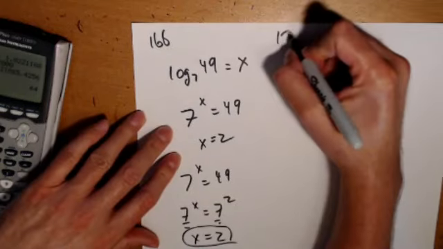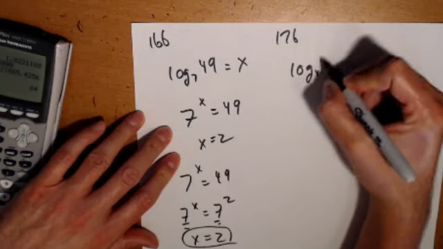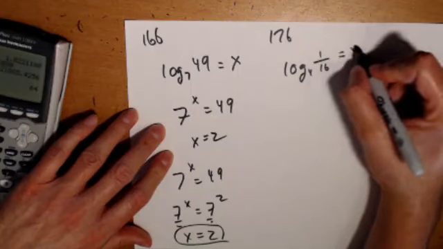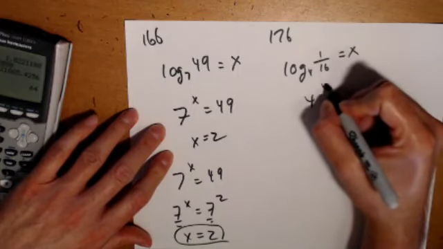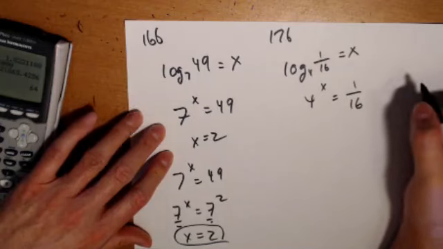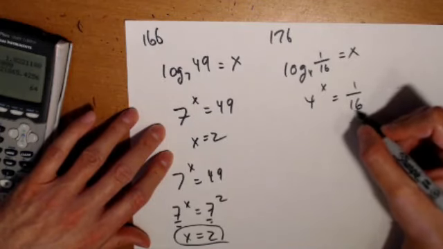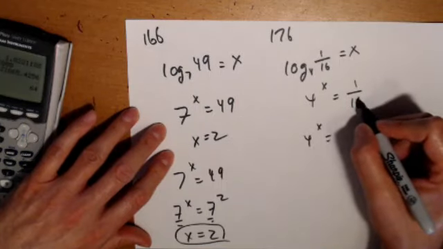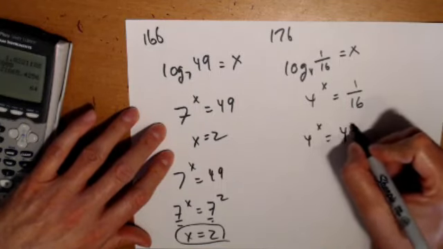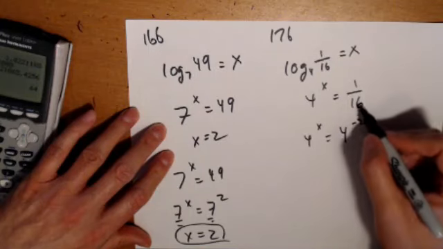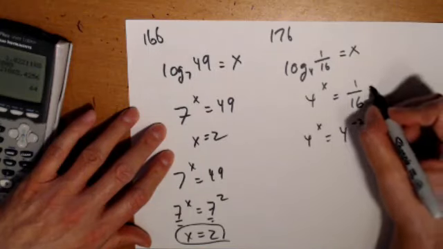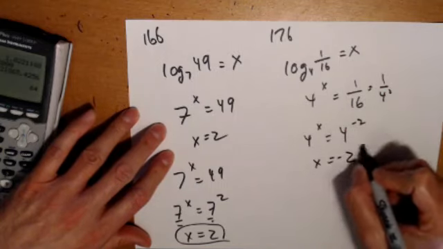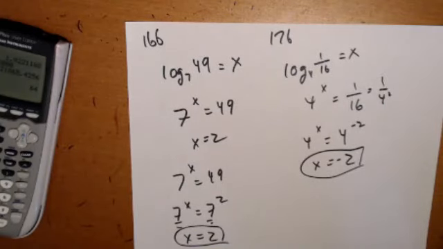One more? Fine, 176: log base 4 of 1/16. They want you to evaluate that. Okay, well, let me just put in equals x so that I can rewrite it. 4 to the x is 1/16. 16 is 4 squared, but it's downstairs. So 4 to the x is 1/16, that's 1/4 squared. So bring it upstairs. It's just 4 to the negative 2. So x is negative 2. Alrighty. And that was 10-3.